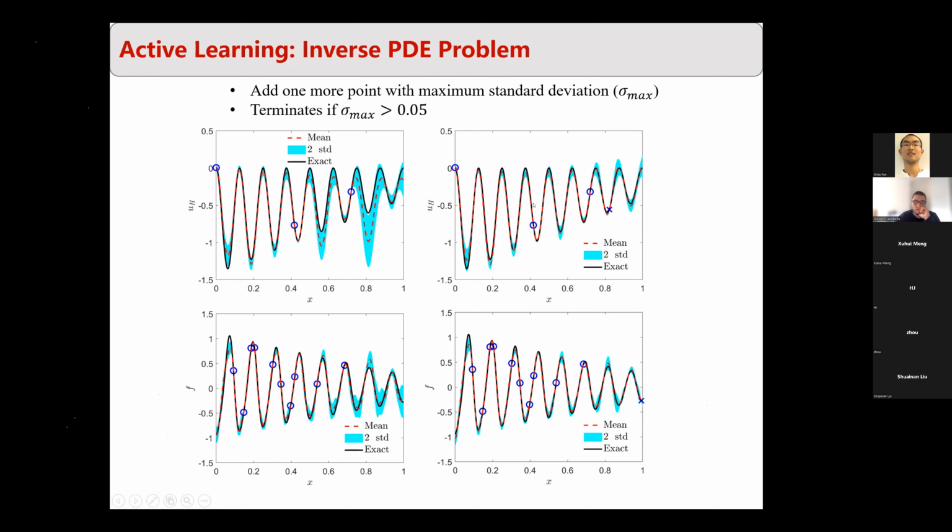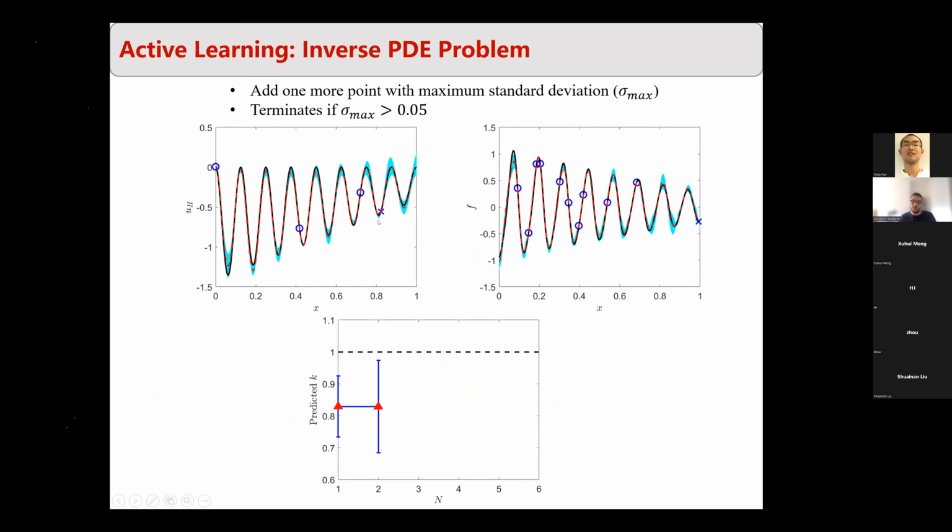So we try to add more measurements based on our predicted uncertainty. In this case, we try to reduce the predicted uncertainty by adding more and more measurements based on our predicted uncertainty. This method is called active learning. So we can add one more point at the location where we have the largest uncertainty.